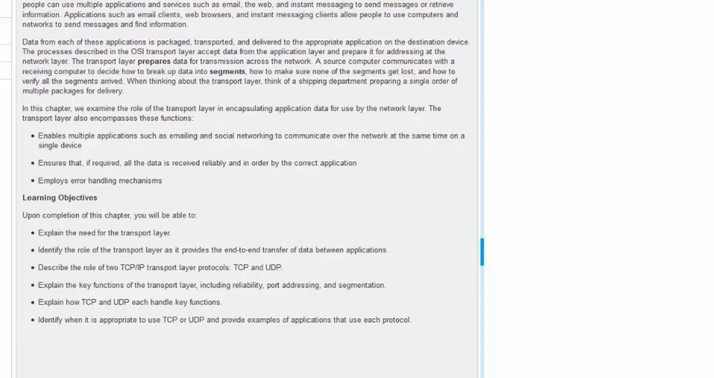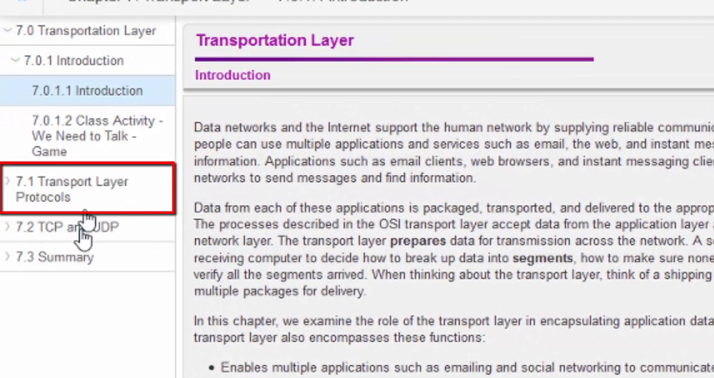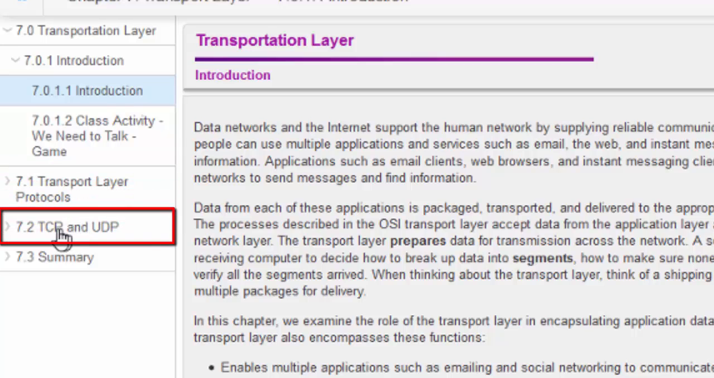So this chapter is divided into two major sections. The first one is to summarize the overview of the transport layer protocols and see what are the main functions of transport layer protocols and when do we need each of these functions. And the other major section summarizes the TCP and UDP as two examples of the transport layer protocols.